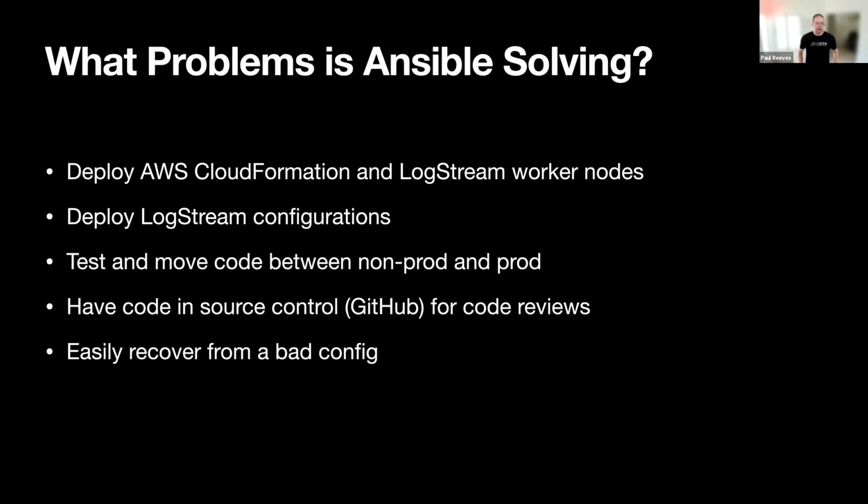And last but certainly not least, we needed a way to easily recover prod from a bad config. There were a few times when I was building out LogStream in July in non-prod that I kicked off a deploy. And then even after 5 minutes, the leader node said, hey, I don't have any worker nodes attached. And it's because something like I put in a bad cert path and LogStream didn't want to start up on the worker nodes. So we needed a way to recover from that quickly.